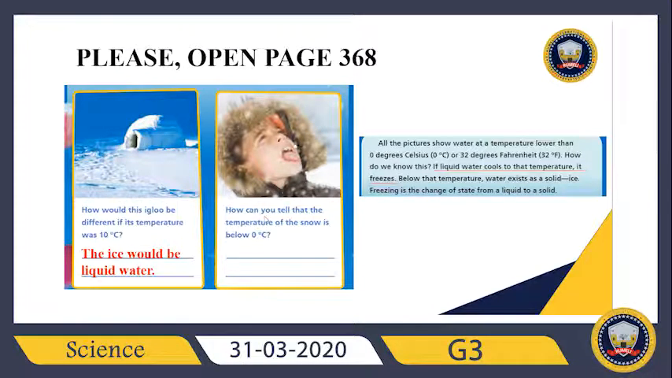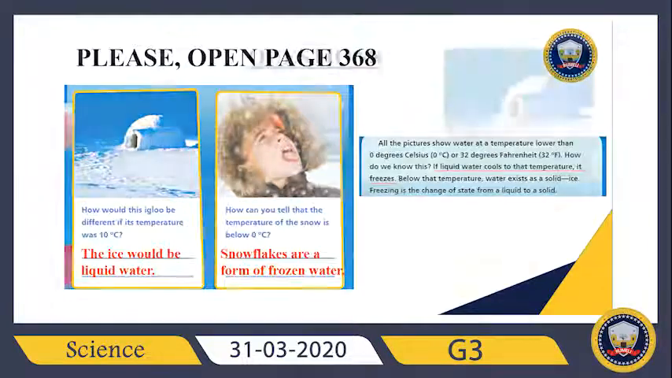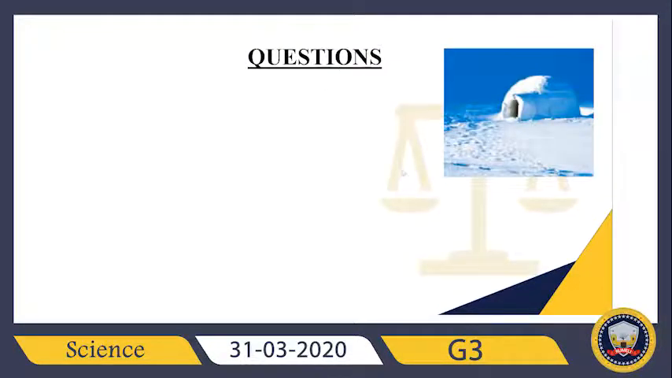What about the second question? It says, how can you tell that the temperature of the snow is below 0 degrees Celsius? How can you say this? So we can say snowflakes are a form of frozen water, right? So if you know this knowledge, you can say the temperature of the snow is below 0 degrees Celsius. Good job.